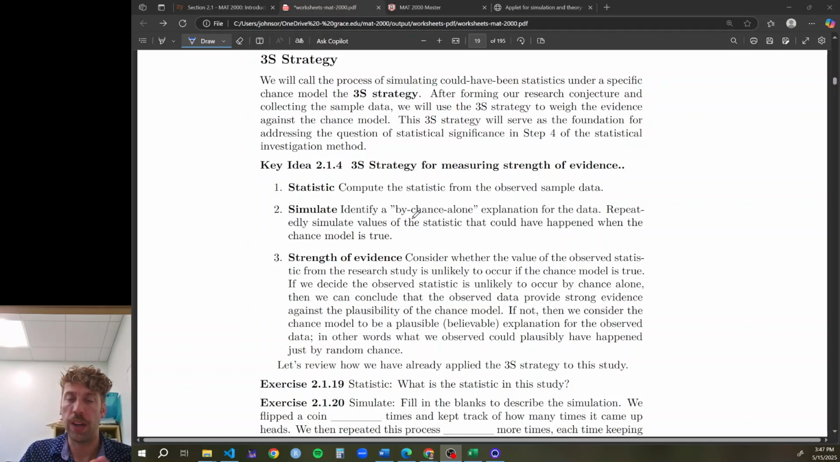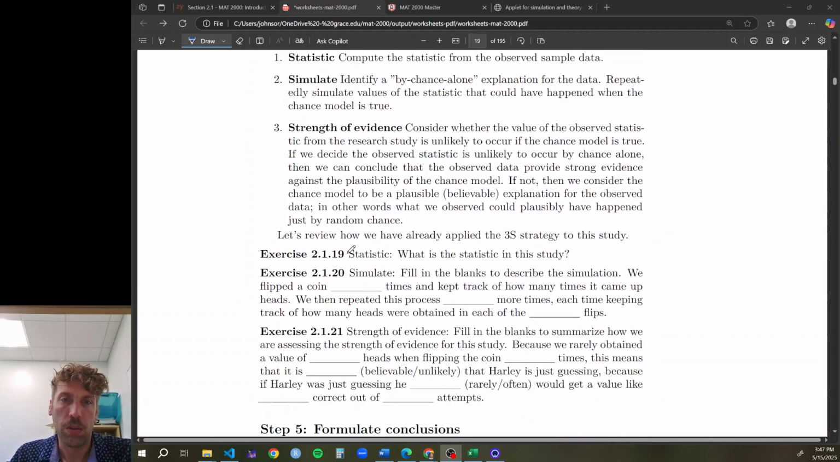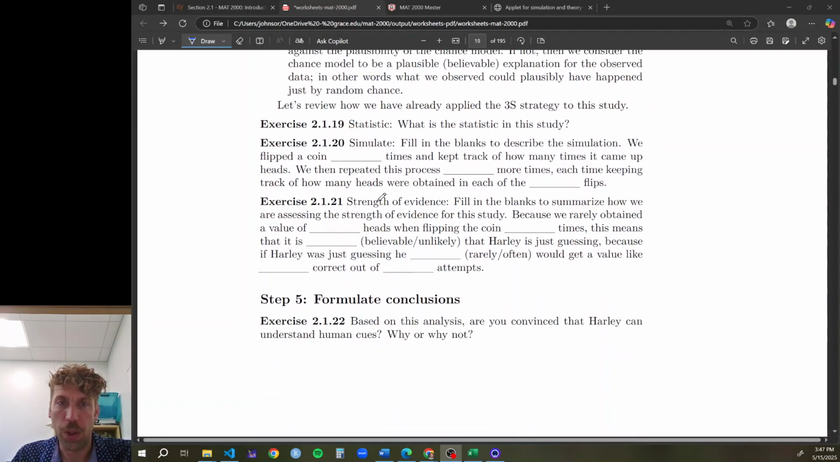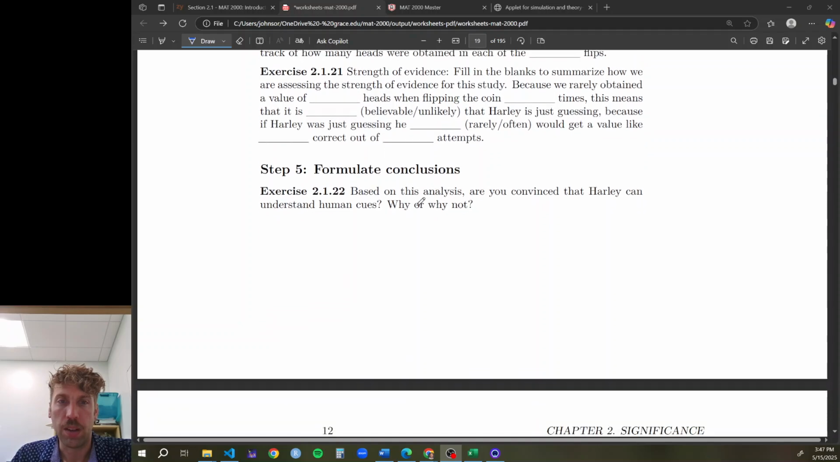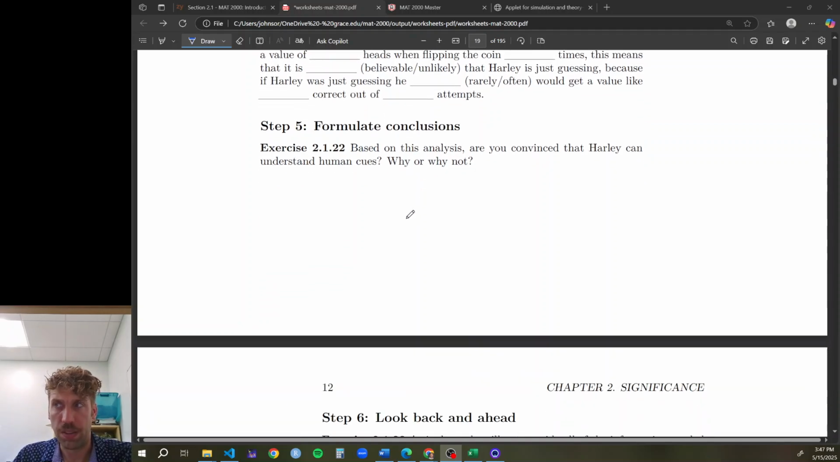And then you compare your statistic to your simulation for strength of evidence. So how strange is your statistic compared to the simulated stuff? If it's very strange, then maybe something's going on. If it's not very strange, then you say more research is needed. Okay, so remember, we're going back to this now again. What is the statistic? And then for 20 and 21, fill in the blanks there. And then we move to step 5 of this process.